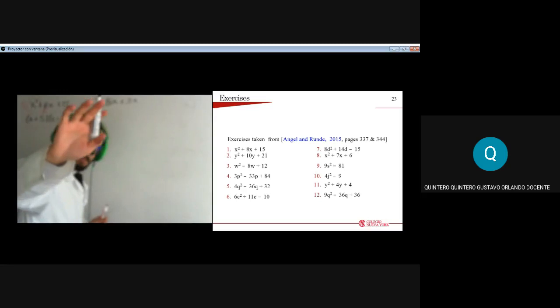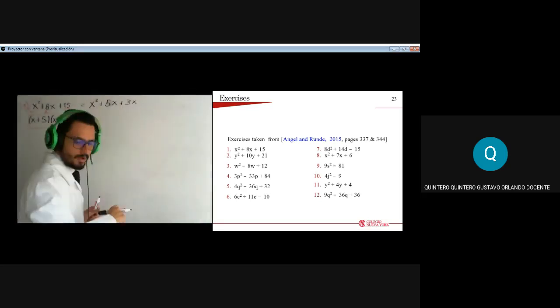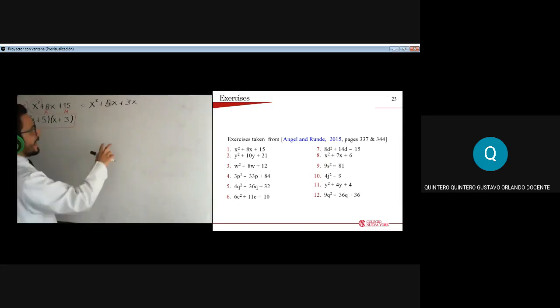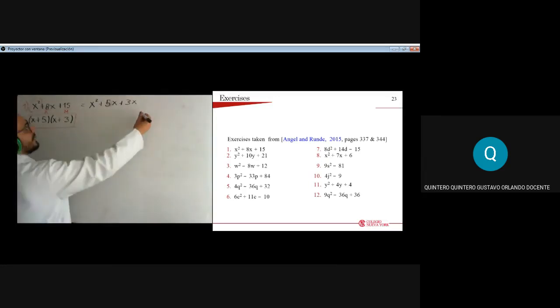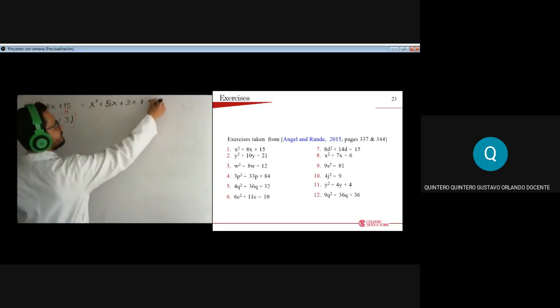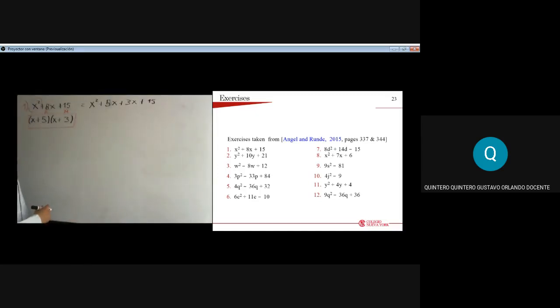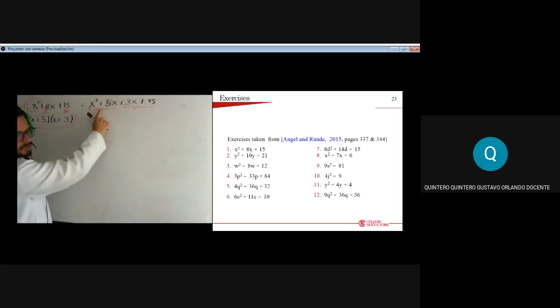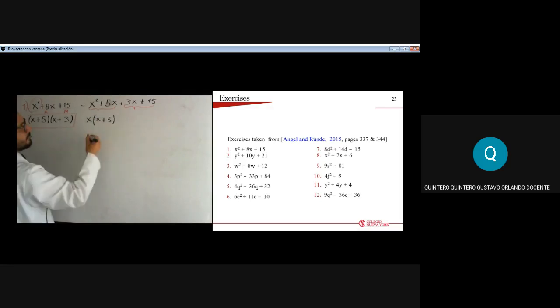What's going on with the camera? Please focus, camera. There we go. x squared plus 5x plus 3x, I am expanding the 8x, and then plus 15. Now we can do the grouping. Group these two and group these two. The common factor between these two would just be x, and then inside we will have x plus 5.